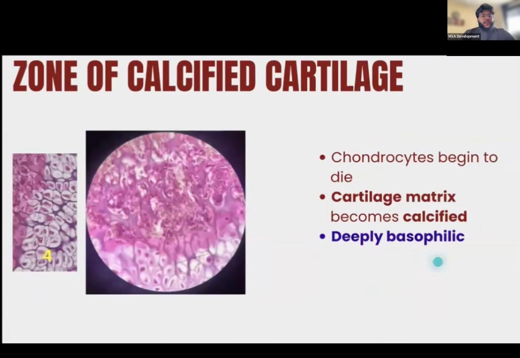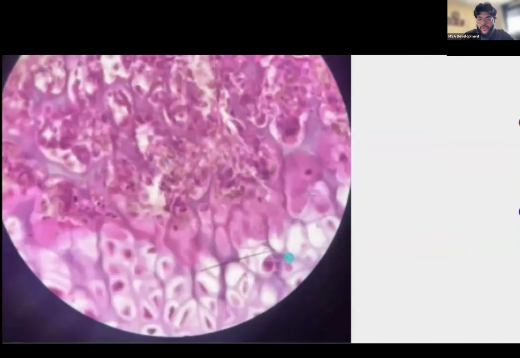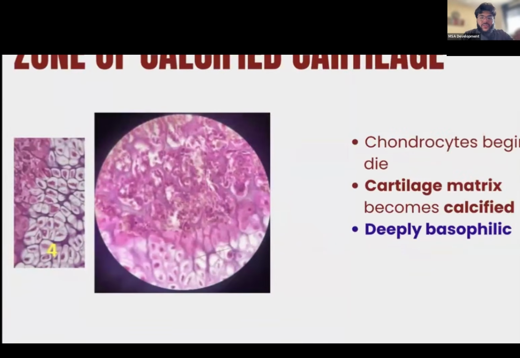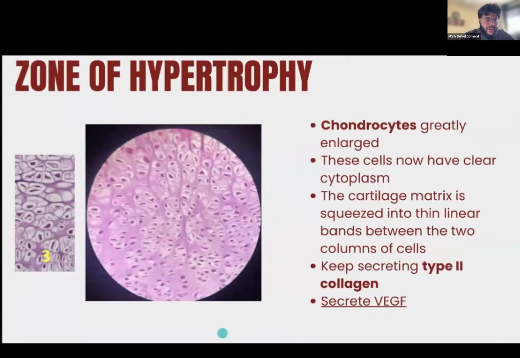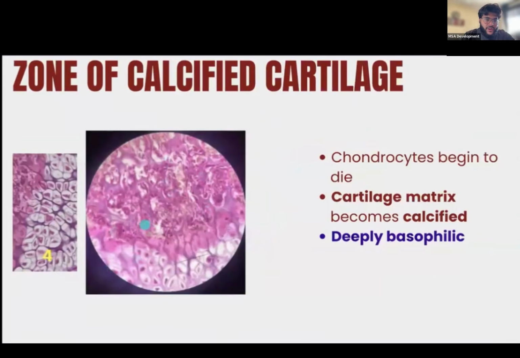Okay. Now, zone of calcified cartilage. So over here, things start to die. Your cells start to die because think of it, if you have something that's being calcified, it's not really alive anymore, right? So over here, the cells start to die, and the cartilage matrix becomes calcified. Now, because of this calcification, the cartilage matrix starts to become even darker. So it becomes basophilic compared to the previous slide. The previous slide, as you guys saw, was very pale. Over here, now it's much darker and more basophilic.